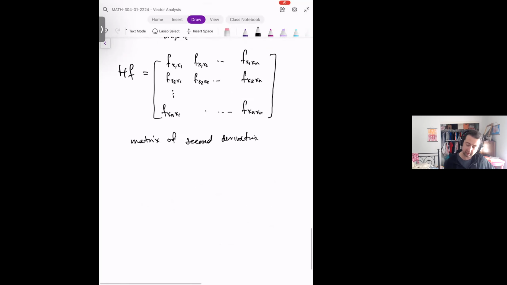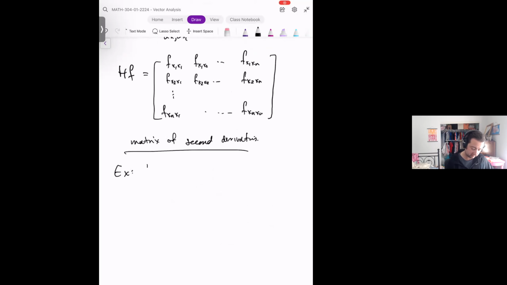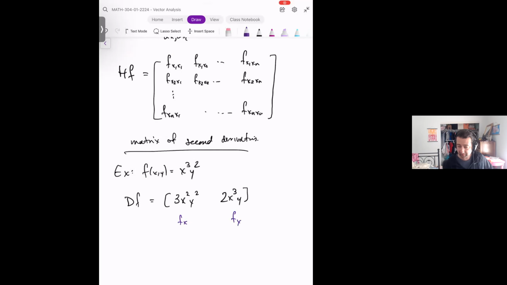So let's do a quick example of how to compute one. Suppose we've got the function f(x,y) equals x to the third y squared. Then df is equal to (3x squared y squared, 2x to the third y), because remember, this is fx and this is fy. I'm on about 4 hours of sleep, so if I make computational mistakes, make sure you speak up and yell at me.